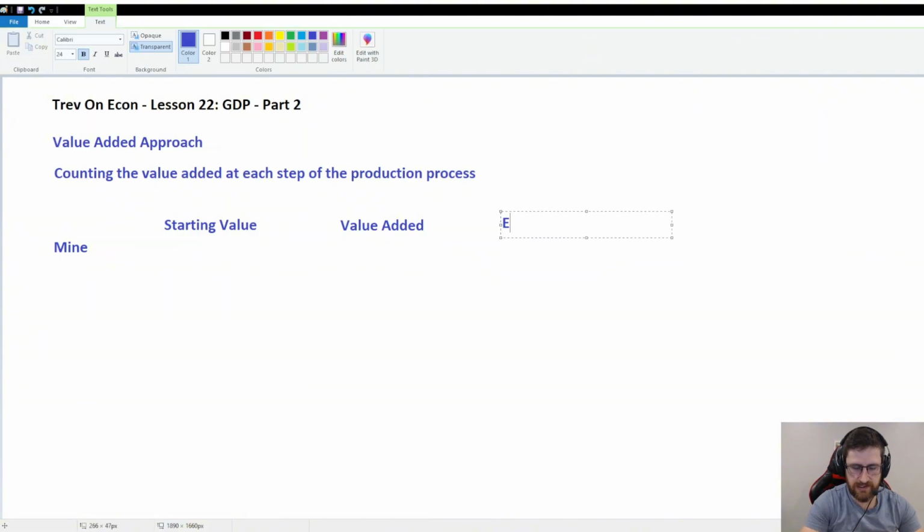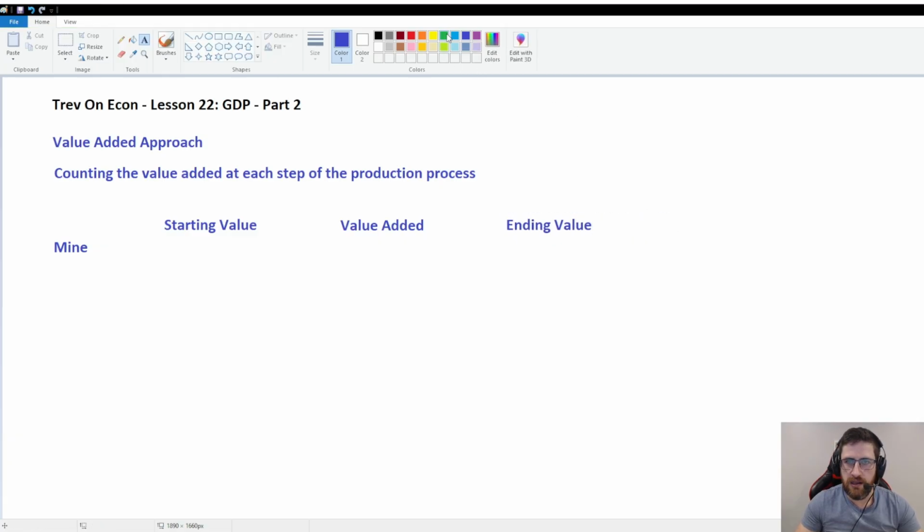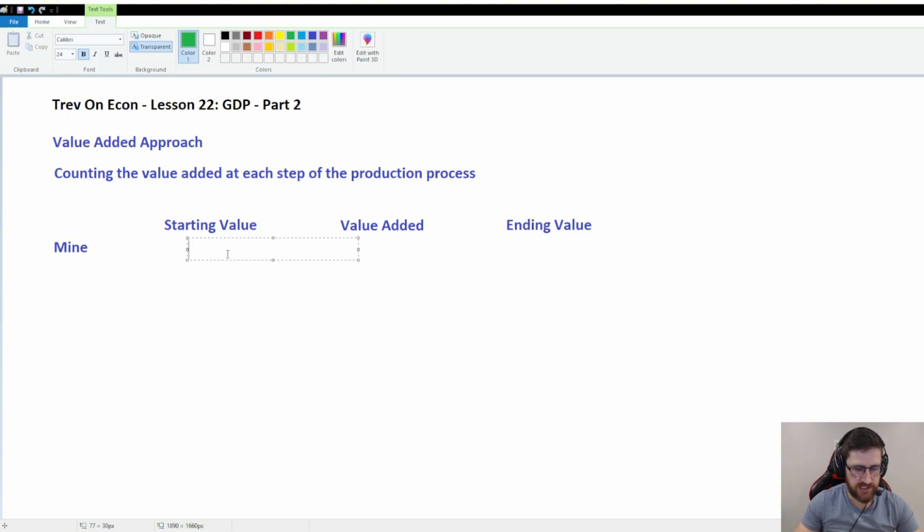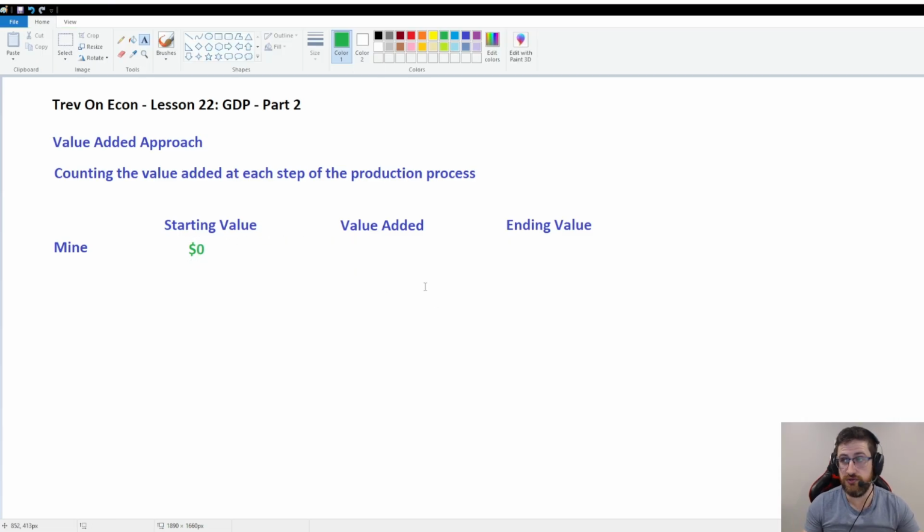And then an ending value. So, close your eyes and get your imagination going. What's basically going to happen is this. The mine starts with just an empty hole in the ground. It is worth $0. There's no value. You have just made a giant hole.